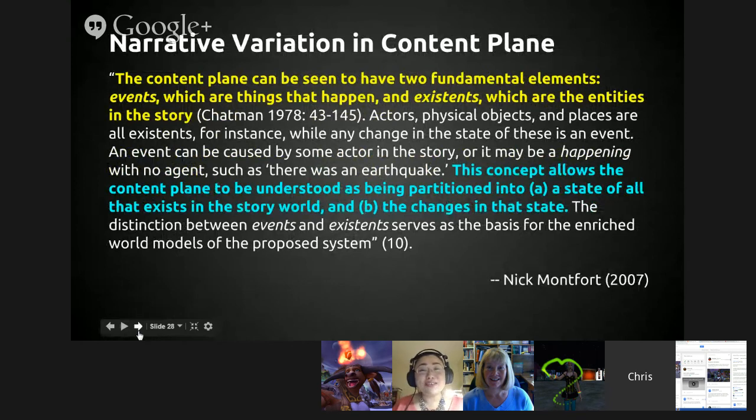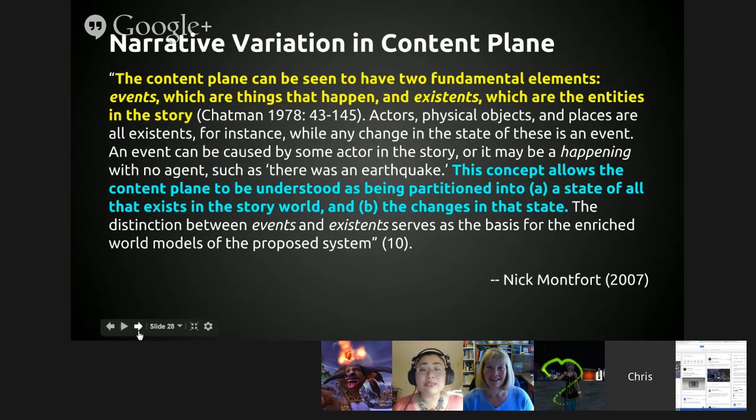So, okay, here's this thesis, right? So his dissertation, the words narrative variation were in the title of his dissertation. So here's how he's going to explain this stuff, okay? What exactly does he mean by that? So he says, the content plane can be seen to have two fundamental elements. So he's breaking it down further, okay?